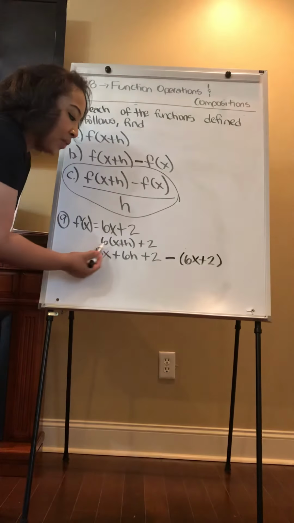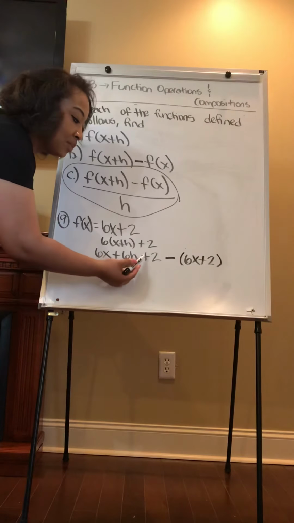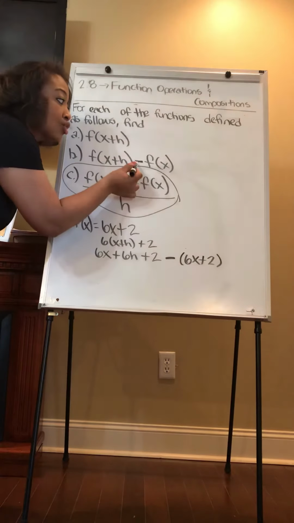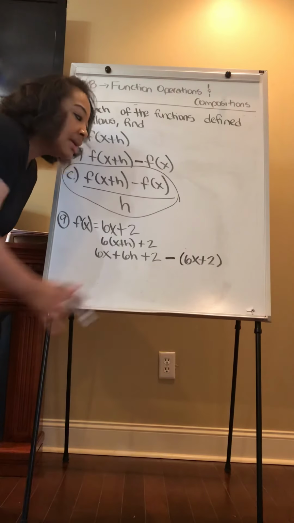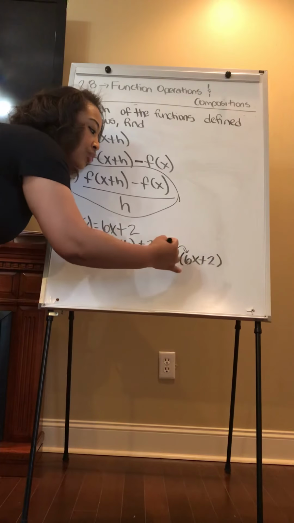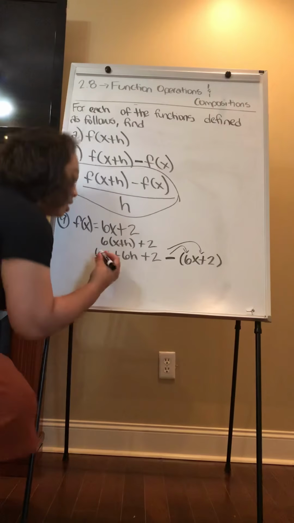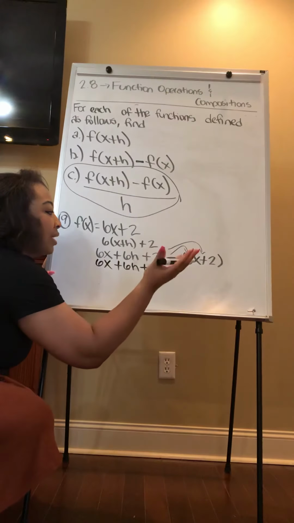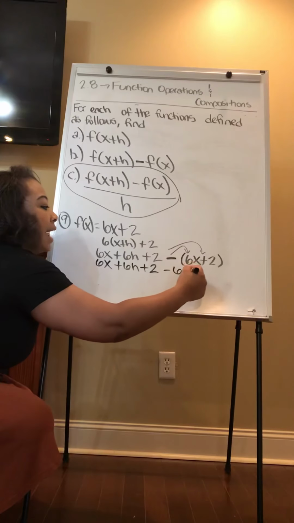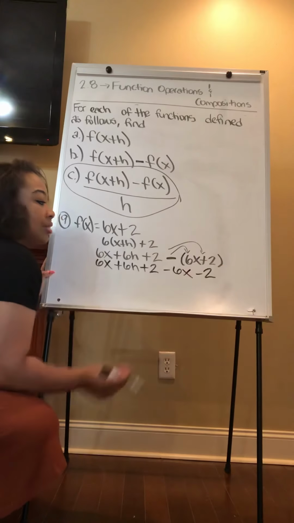This is what you did for A. 6x plus 6h plus 2. Now, you're going to subtract the original problem, which would be 6x plus 2. Now, here, you're going to do distributive property. So, that would give us 6x plus 6h plus 2. I just bring it down. But then I have a minus 6x and a minus 2.